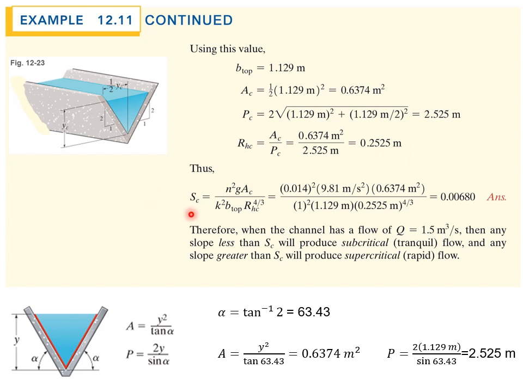Finally, you can calculate the critical slope by plugging in your values here: 0.00680. Therefore, when a channel has a flow of 1.5 cubic meters per second, as stated in the problem, any slope less than this S_C will produce subcritical or tranquil flow, and any slope greater than S_C will produce supercritical or rapid flow.